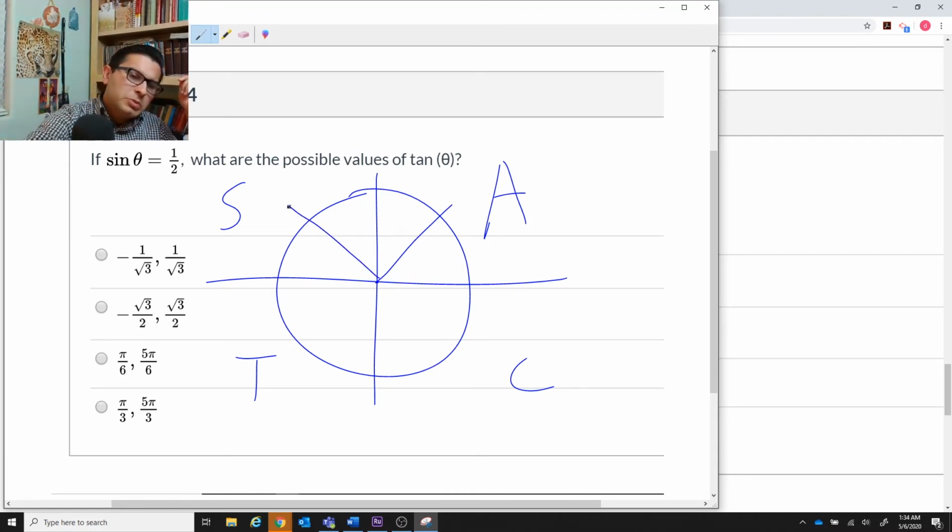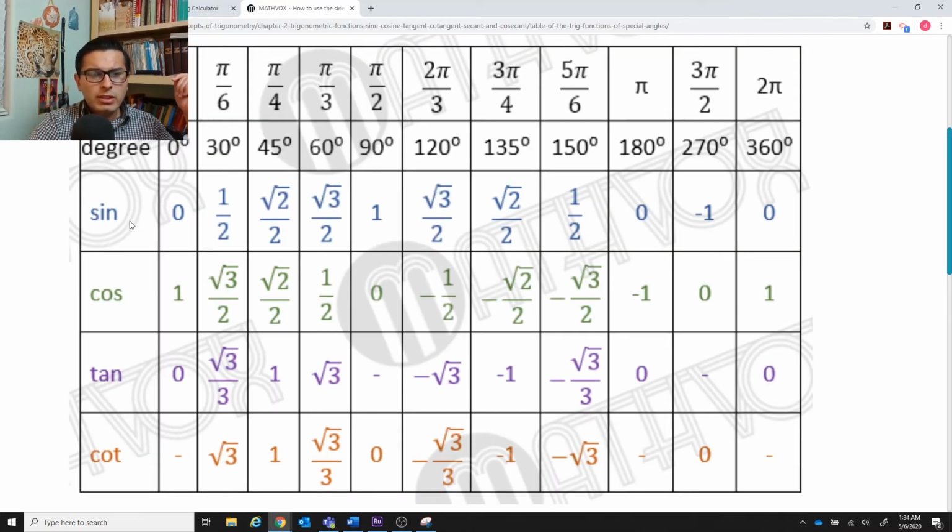So the question would be to find our reference angle. Our reference angle is actually pretty easy to find, being that we have a trig table. So the trig table dictates if our sine of theta equals 1/2, that means we are dealing with pi over 6.